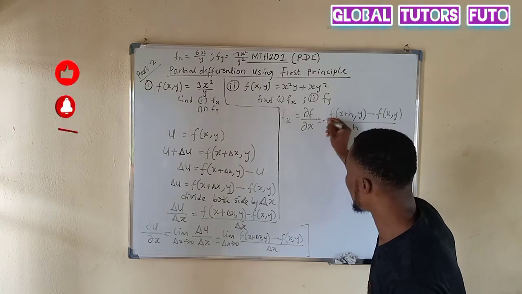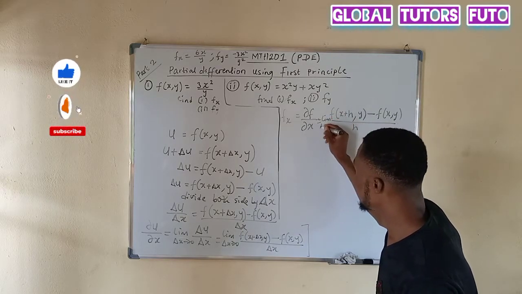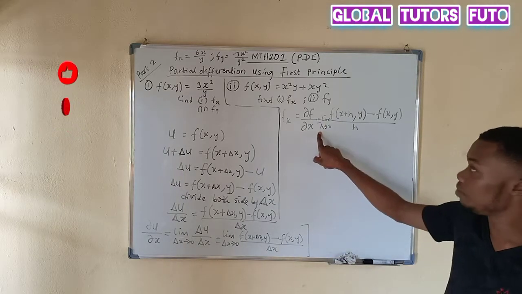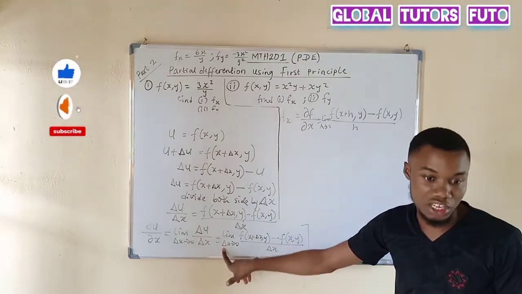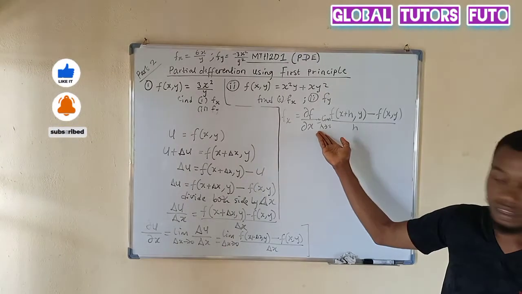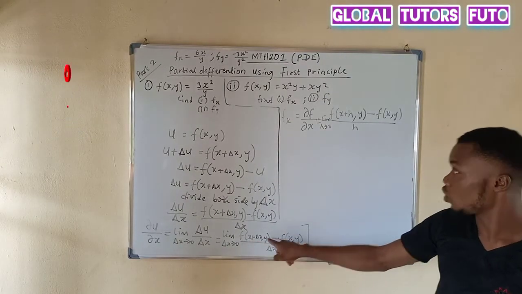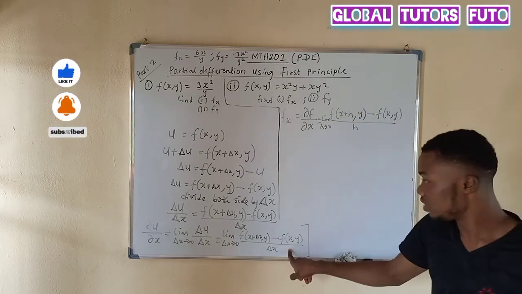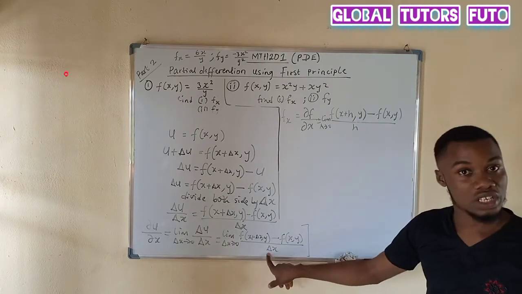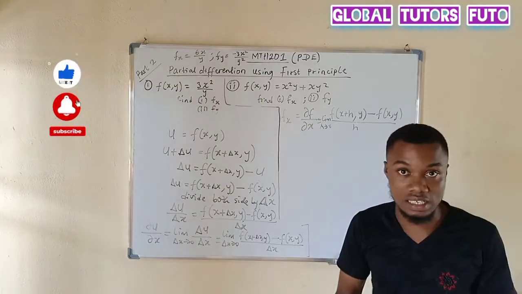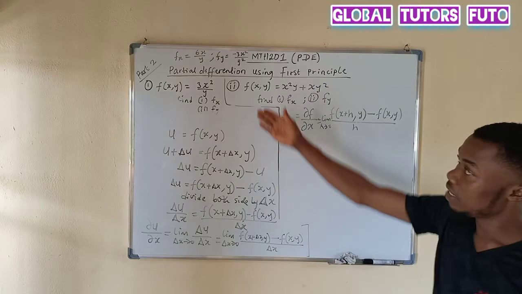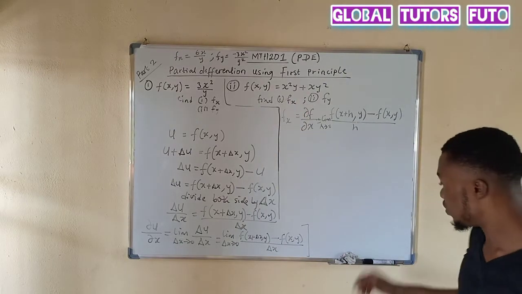Remember that you take your limits as h approaches 0. So I'm using h here because I'm using this h to represent change in x. You can still use change in x here. Okay, this is x plus change in x comma y, x plus h comma y, minus f of x comma y, which is this over h. So here I'm using change in x. So they are still the same thing. Okay, they are still the same thing. So now let's get to the question we have.